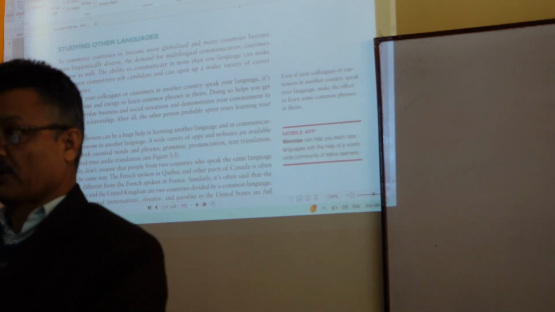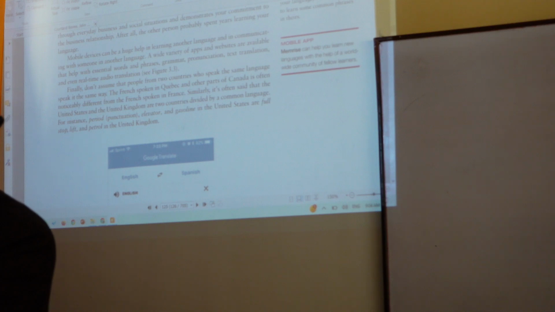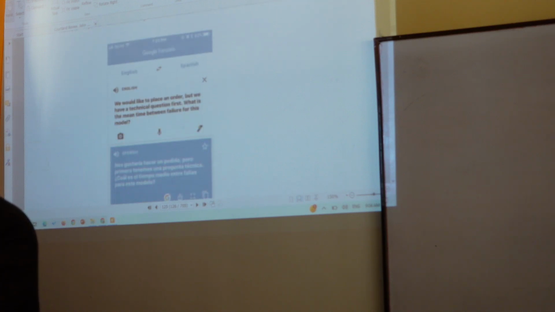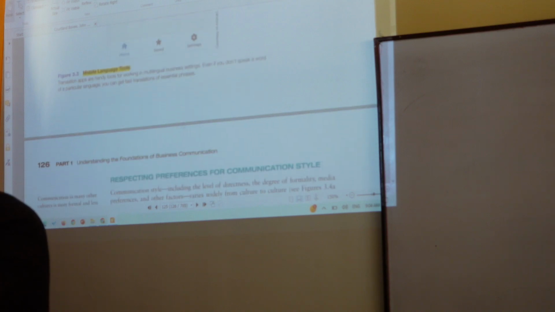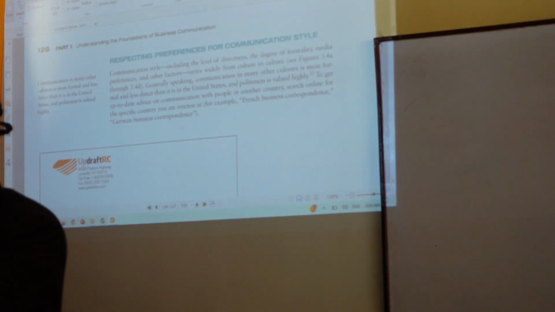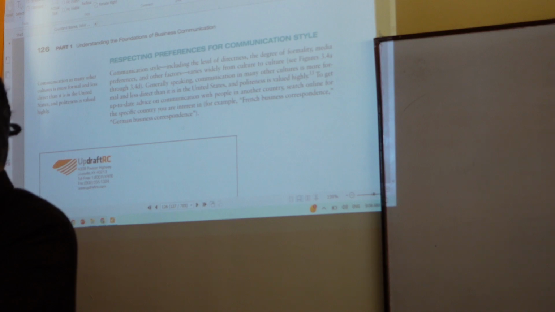Studying other languages. Okay, learn languages. For example, there are apps that can translate on a mobile phone. Nice. Like for example, what is the app here? Google Translate. Google Translate, right? You can use Google Translate. Then what is next? Read it. Respecting preferences for communication styles.